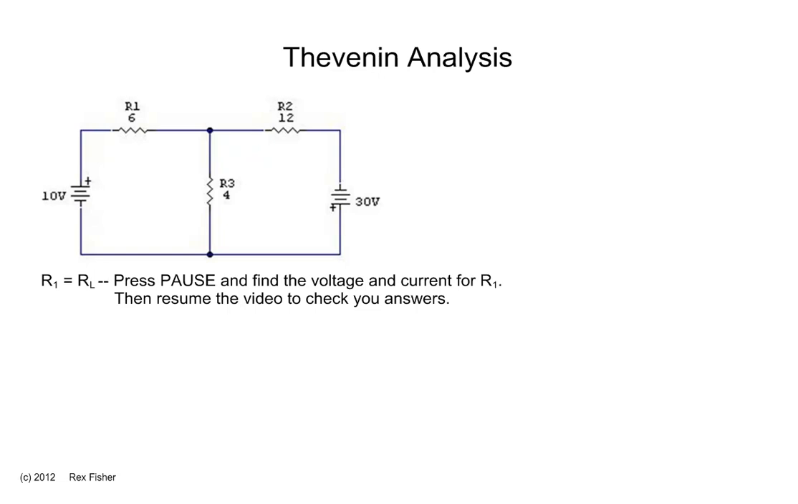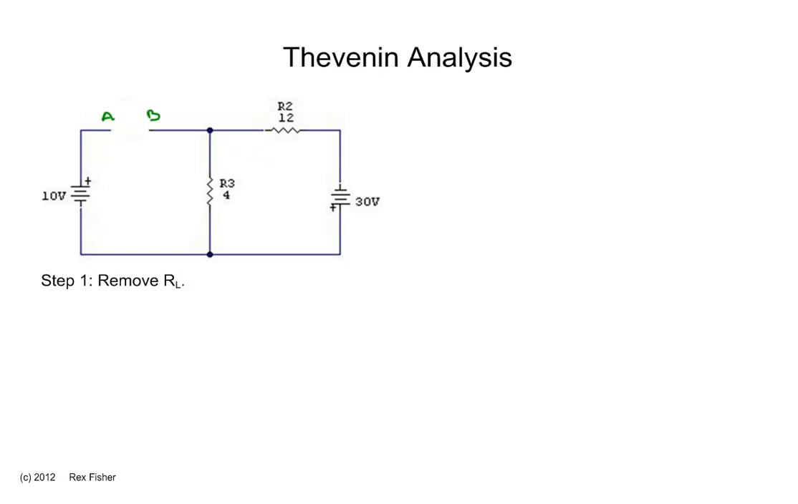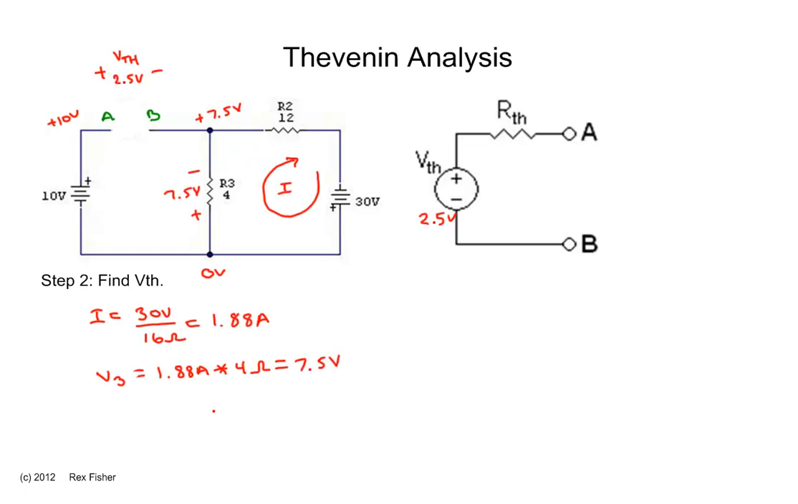Now it's your turn. Let's use R1 as the load resistor. Press pause, find the voltage and current through R1, and then resume the video to check your answers. The first step is to remove the load resistor and then find the voltage across the gap that's left. In this case, it's 2.5 volts.